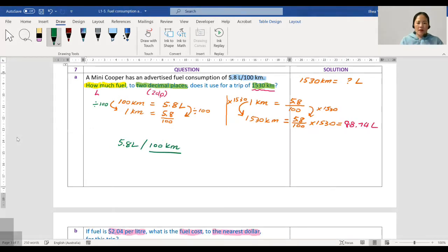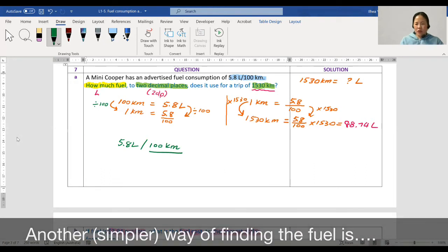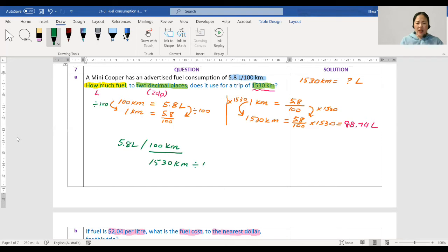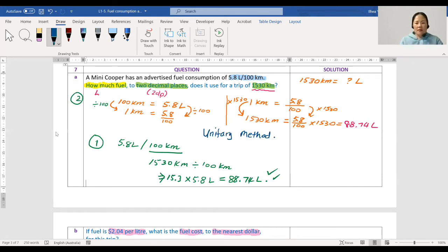It says here 5.8 liters is being used every 100 kilometers, right? So if I can find how many 100 kilometers are in 1,530, which is 15.3, and you just have to times by 5.8 liters, that would be 88.74 liters. Wouldn't that be quicker? So this is a unitary method. If we use common sense, every 100 kilometers, you use 5.8 liters. So how much fuel do you use for 1,530 kilometers? You just divide by 100 and times by 5.8, wouldn't you? So either way, it works.